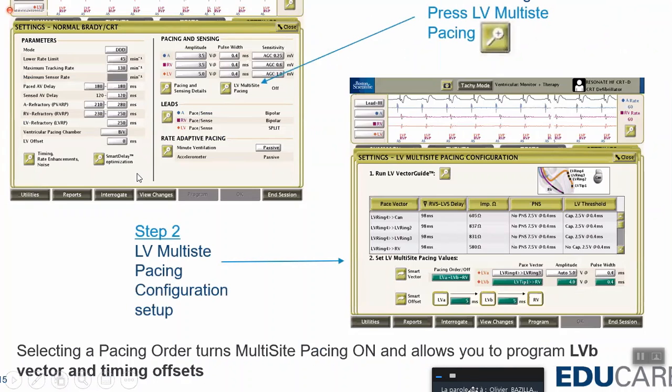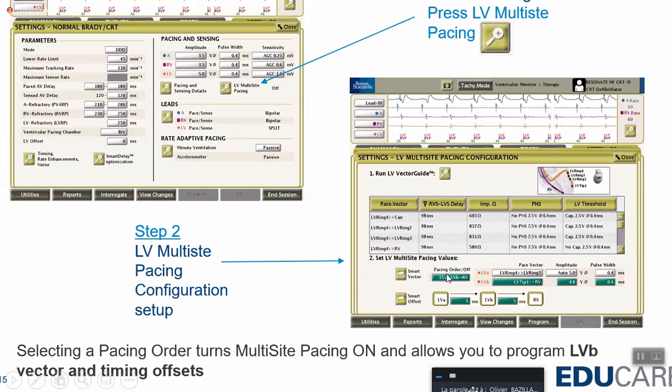So how to program? It's part of modern CRT devices. Here it's a CRT-D device, a Resonate device. You have here one additional feature, the LV multi-site pacing screen. You access this screen and then you follow the steps. You run Vector Guide, if not already performed, and then you click Smart Vector.